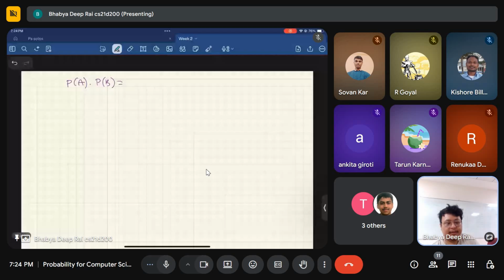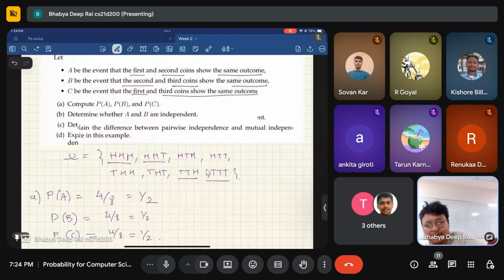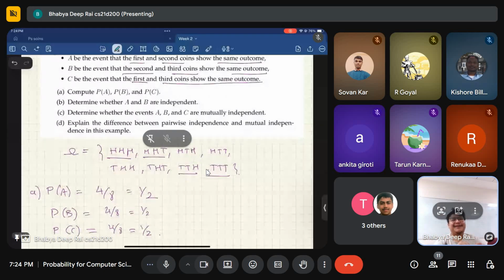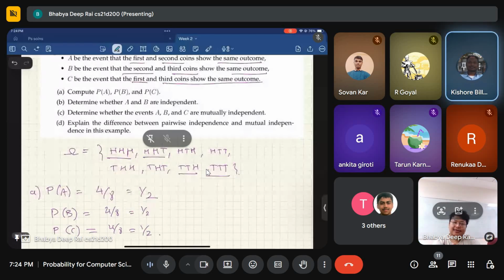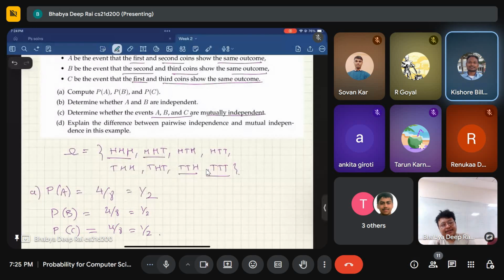Okay, good. Now determine whether the events A, B, C are mutually independent. So mutually independent means that, in this case there are three of them, probability of A intersection B intersection C is equal to probability A times probability B times probability C.